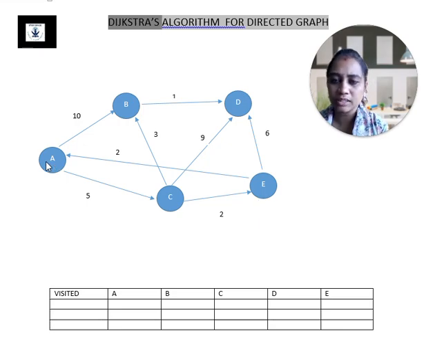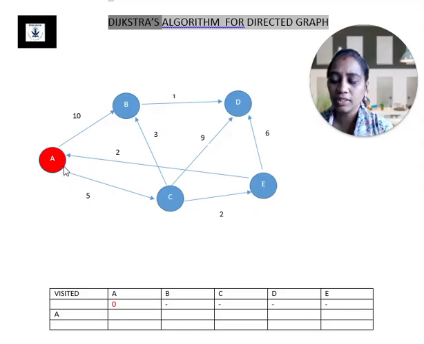Since we don't know the cost of A, I'll write the cost of A initially as 0. That's the first step in the algorithm: make the initial node you have selected 0. Done. The other node values we don't know, so we are not writing anything. Now check which has the least cost. A has the least cost, so I am inserting A into the visited list, with 0 as the cost of A.